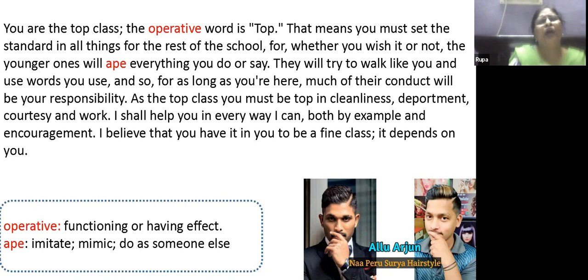I shall help you in every way I can, both by example and encouragement. Here, the teacher is promising them one thing. He's telling, I'll help you, children. Whatever I want you all to do, I myself will follow it. As a teacher, I am expecting this from you all. You children must do this, I'm telling you. So, when I'm preaching, when I'm telling you to do something, I'm also going to follow it. I'm going to set myself as an example, and see that I also follow what I am preaching.